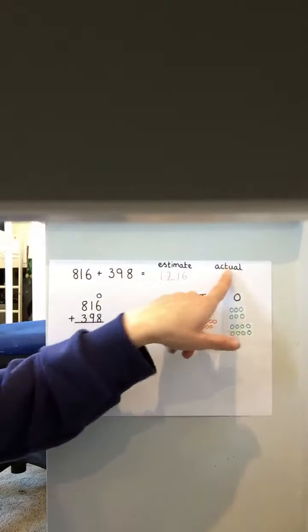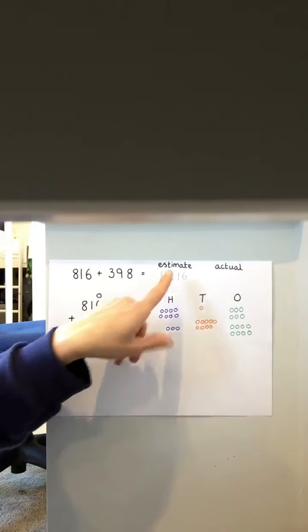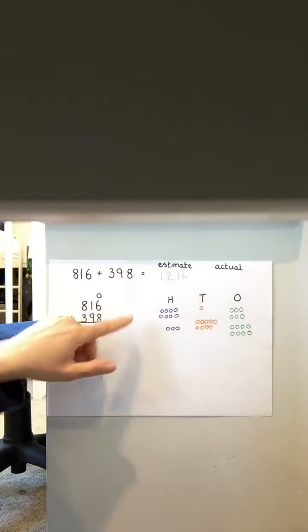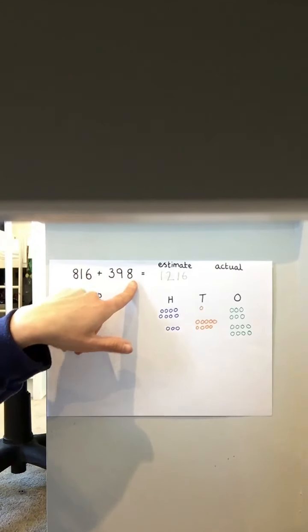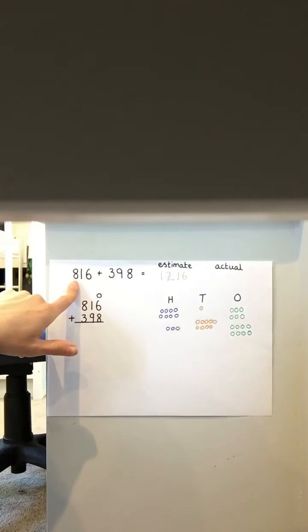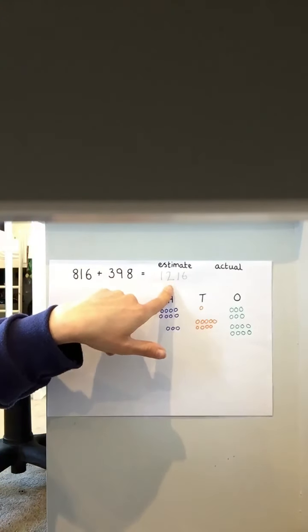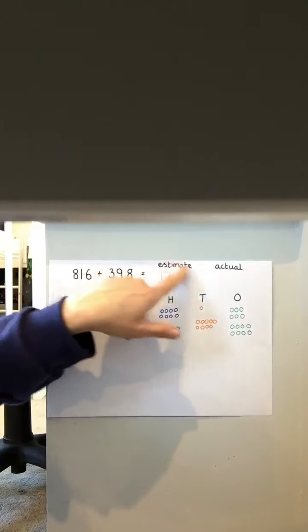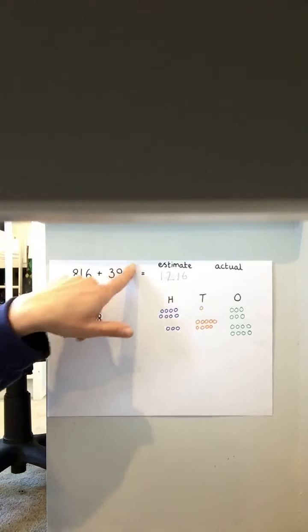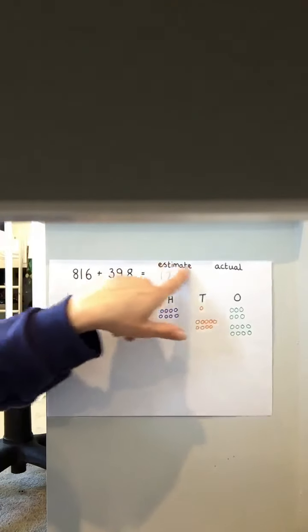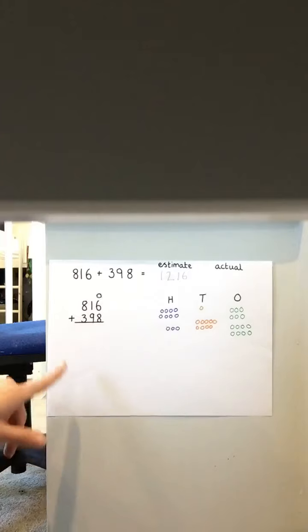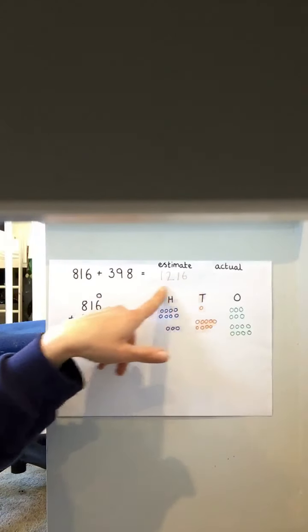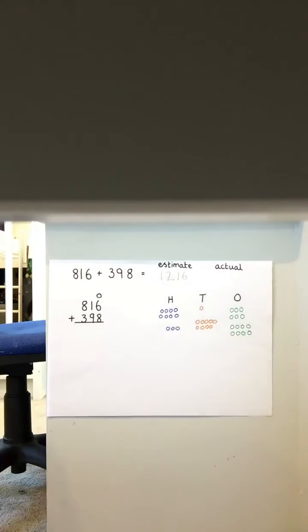So I don't know my actual answer yet because I haven't worked it out, but I can make a pretty good estimate because I know that 398 is only 2 away from 400. And I can do 400 add 816 by counting in hundreds, and I get to 1,216. Now that's not going to be the actual answer because I had to add on 2 to get to 400, but it's going to be around that answer. So when I've done my written method, if I am way out, then I'll know because I've got a good estimate to go to.